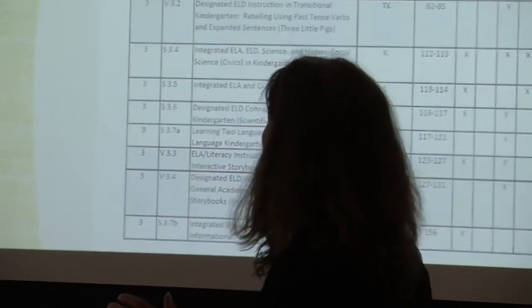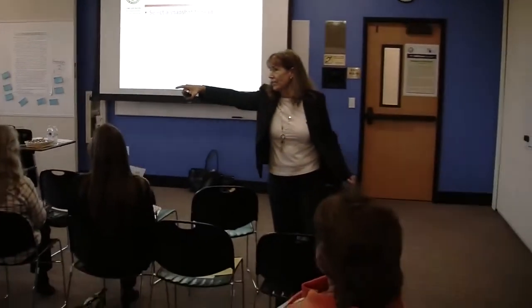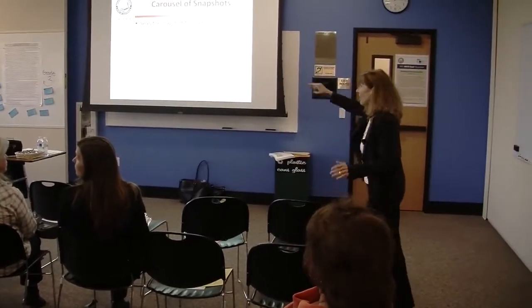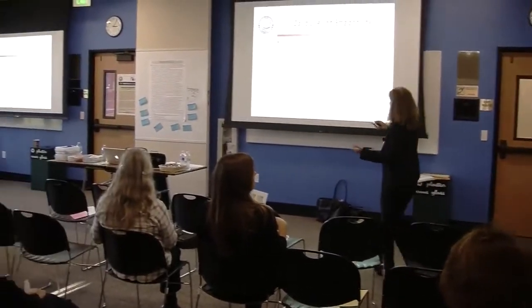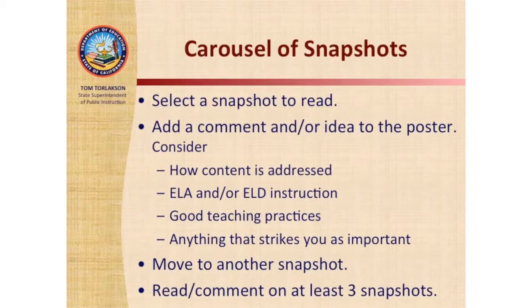What we've done is put some snapshots around the room, and we're going to ask you to engage in a carousel of snapshots. We'd like you to select a snapshot to read. Let's say you come over here to grade 4 or grade 5. There's grade 1. There's kindergarten lying on the table over there. Another kindergarten here. They're around the room. Select one to go to. Please read it, but you'll be reading it fairly swiftly. This is not going to be a deep, close read and an analysis. Add a comment or idea to the poster, please.